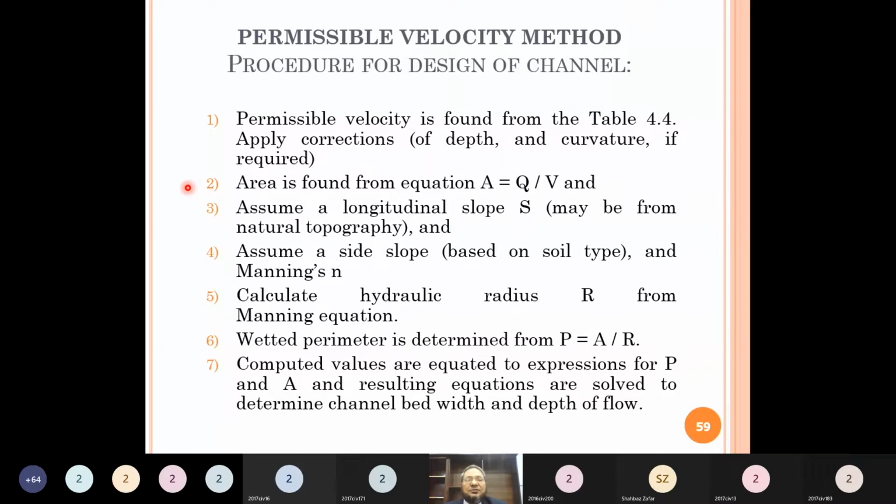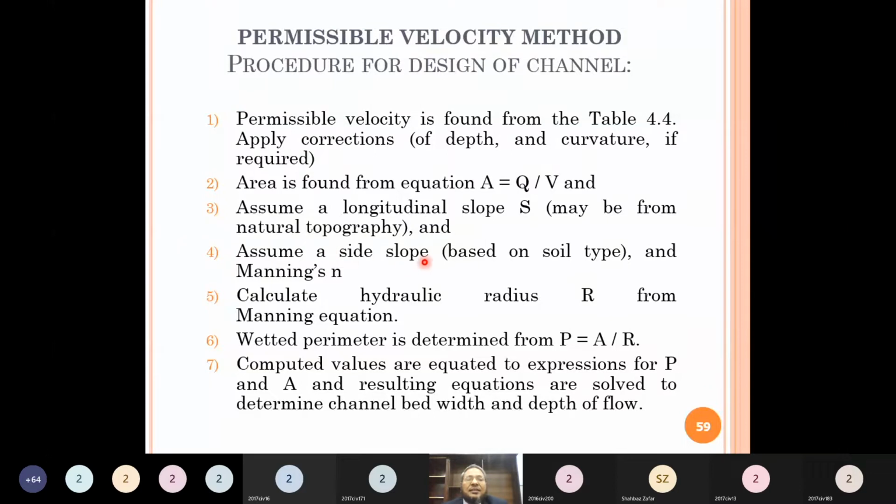What is step number 2? Area is found from the equation. The area is discharge over velocity. All right, so this is the cross-sectional area of flow. What is step number 3? Assume a longitudinal slope S, maybe from natural topography, etc. So this you have to assume.